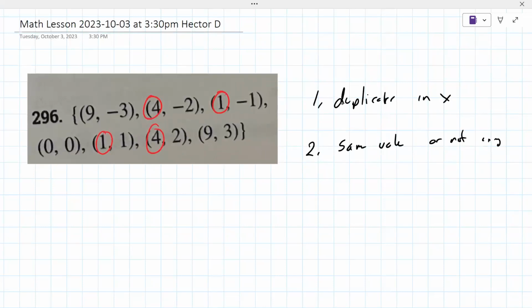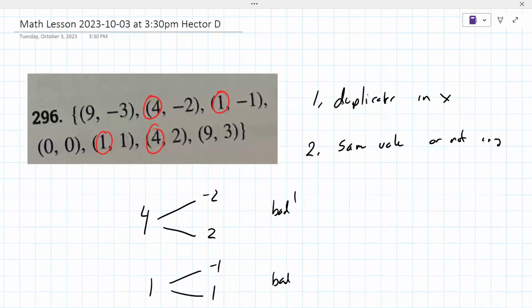Okay, and you can see that, for example, 4 goes to -2 and it also goes to 2. 1 goes to -1 and also goes to 1. This is very bad. This means that it is not a function. So it's not the fact that there are duplicates in X, it's the fact that they go to different values. So what you look for are the duplicates.